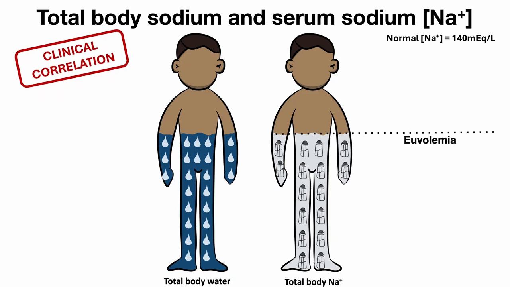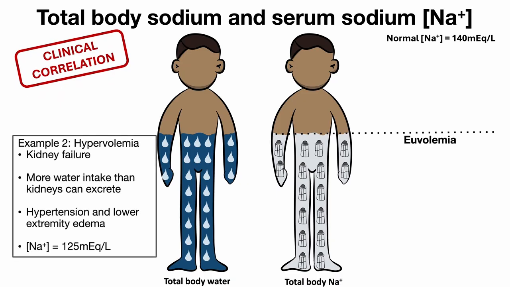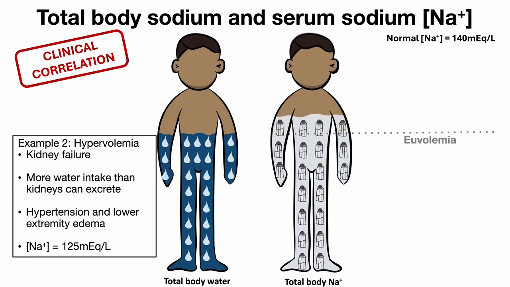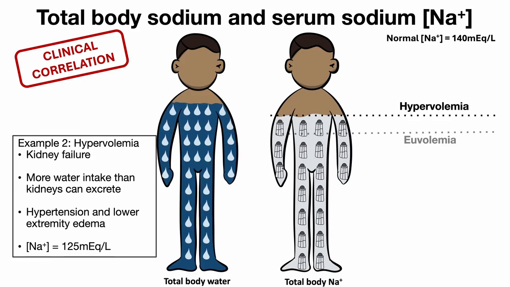In example 2, we have a patient with kidney failure with more water intake than kidneys can excrete, with exam findings of hypertension and lower extremity edema, which is suggestive of high total body sodium. Remember, this is a hypervolemic state. Here, we also see the patient is hyponatremic with a serum sodium of 125 milliequivalents per liter, reflecting a dilute solution with an excess of water relative to total body sodium.